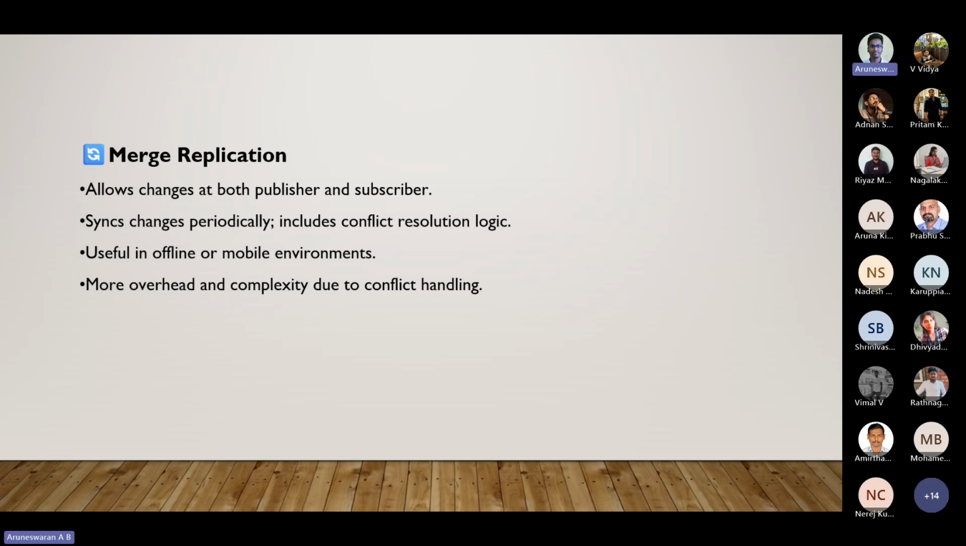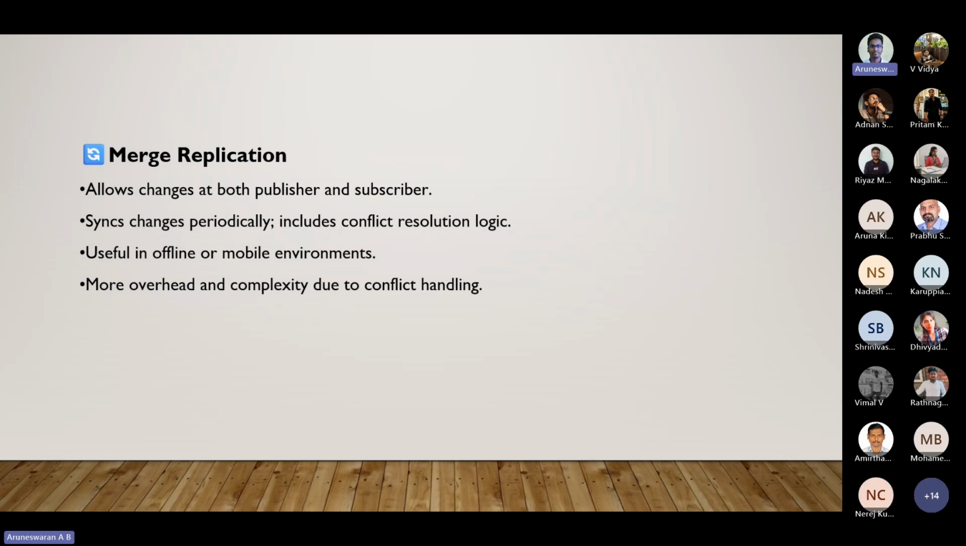Third one, we go for merge replication. As the name suggests, we are doing some merge from publisher to subscriber. It allows changes at both publisher and subscriber. Merge is almost similar to transactional, but in transactional replication we can do DDL and DML statements only from the publisher side. We can't do them from the subscriber. If you did, we'll face some issues in that replication. That replication will break also.